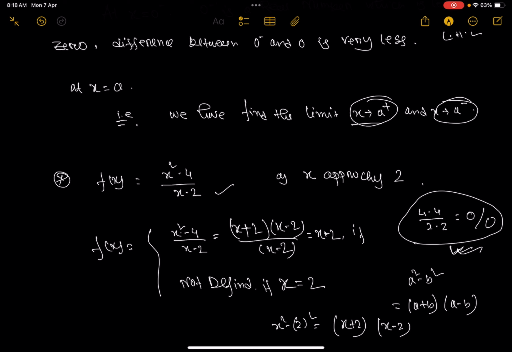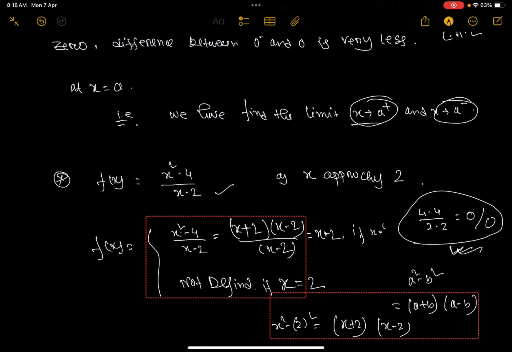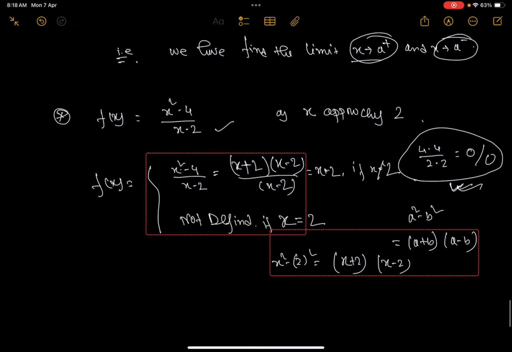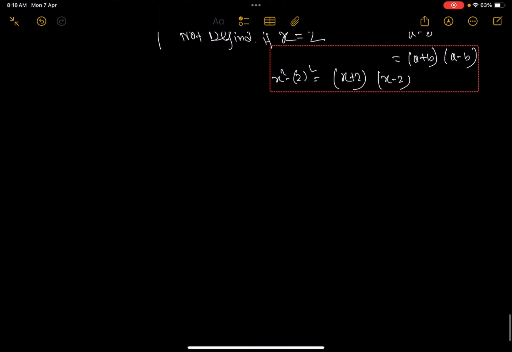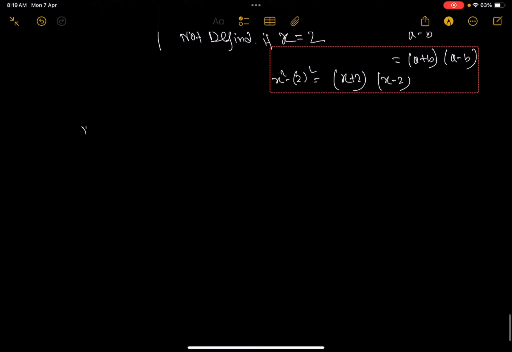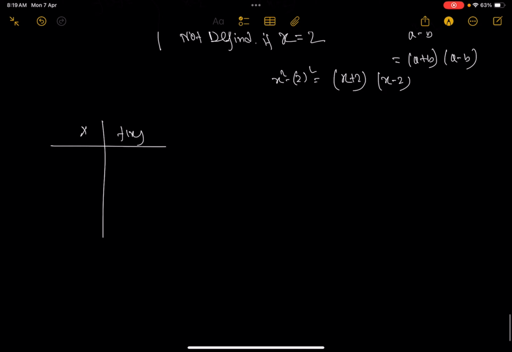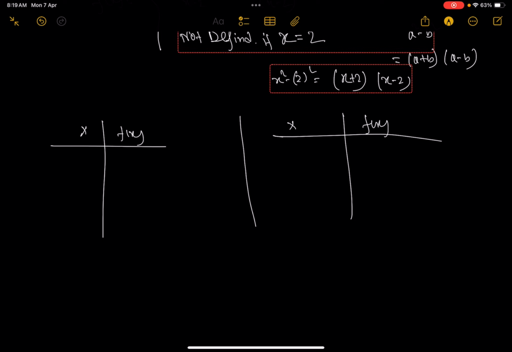If x is not equal to 2, the function is defined; if x equals 2, then it is the indeterminate form, and the function does not exist there. If we take it graphically, in the function, the value x goes to f of x.